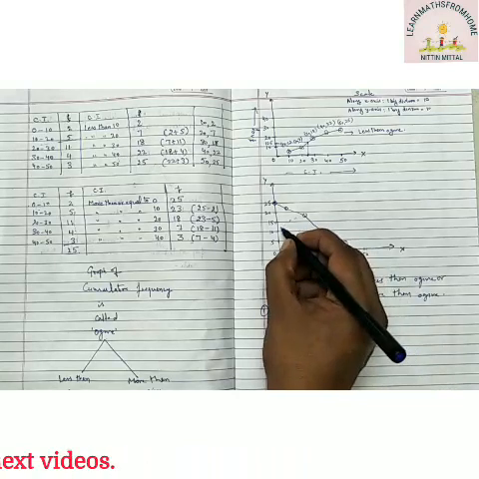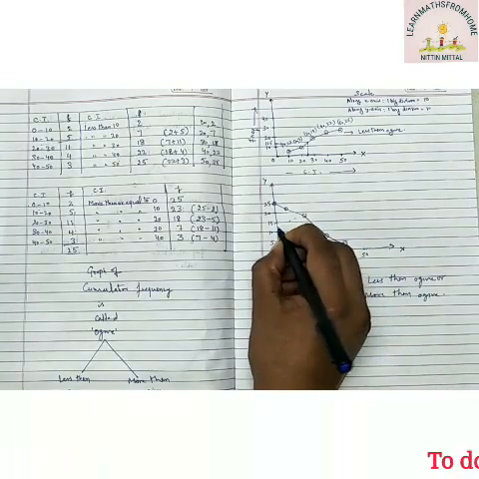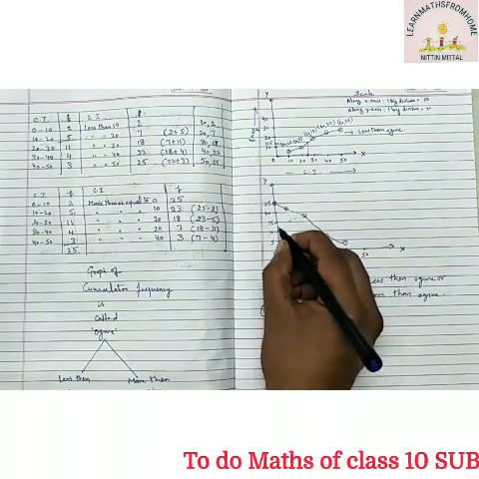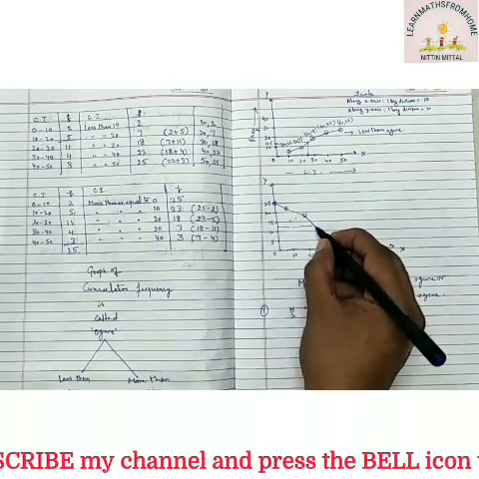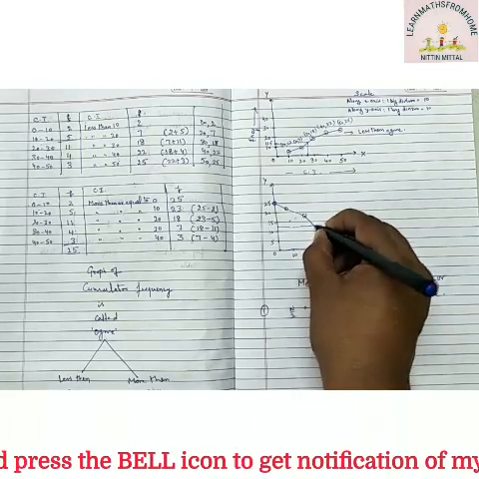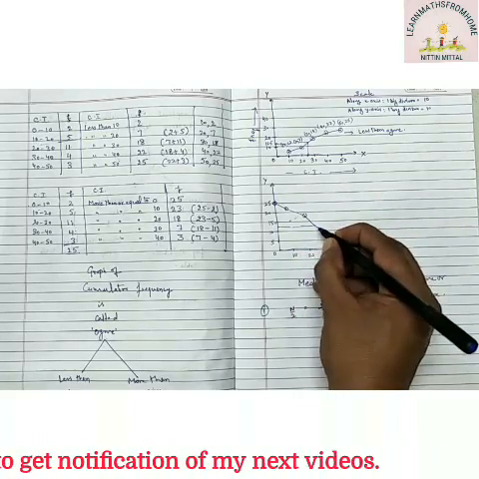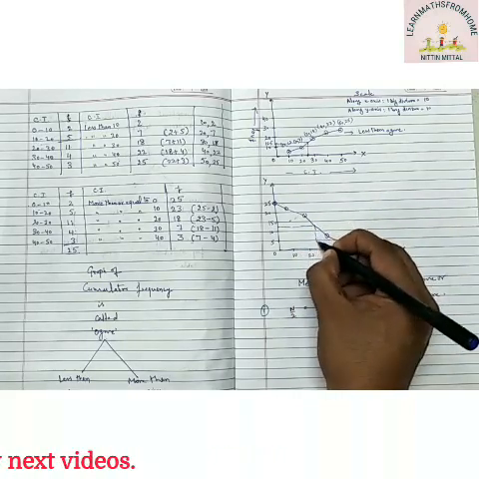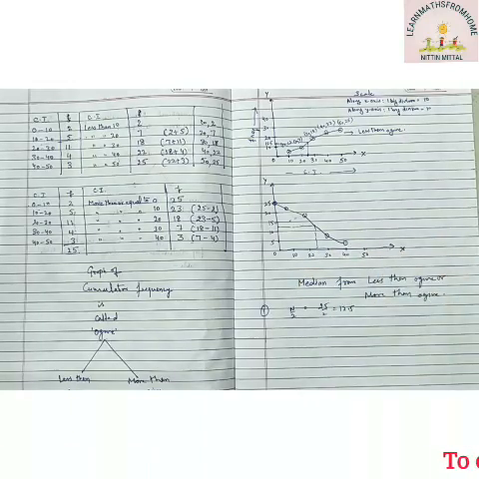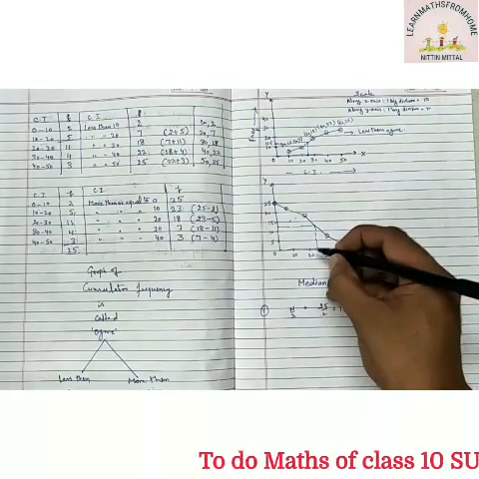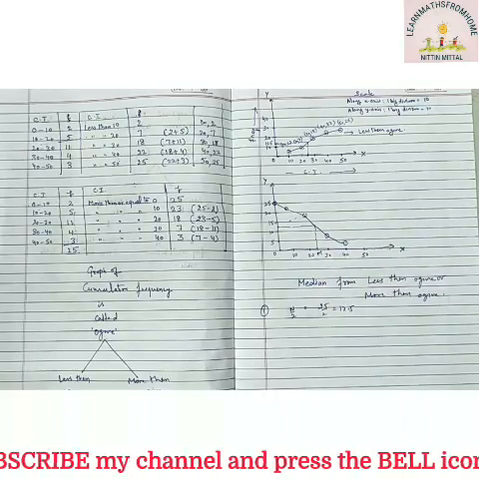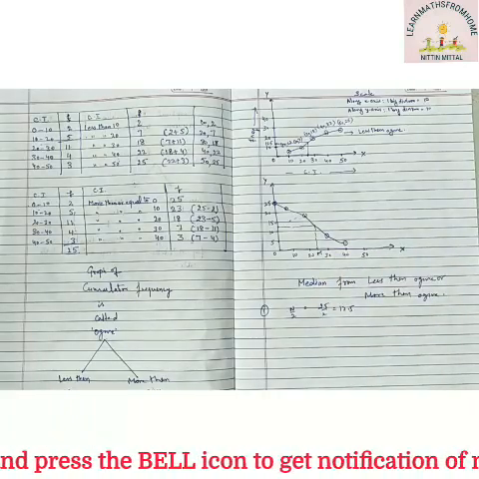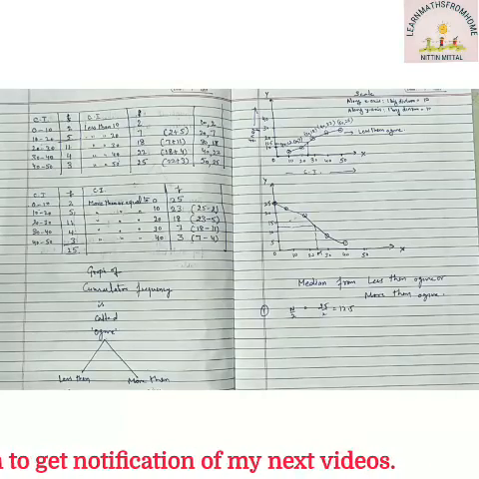So represent 12.5 on y-axis, then draw a line parallel to x-axis until it cuts the ogive. Wherever it cuts the ogive, draw a perpendicular on x-axis. Wherever the perpendicular cuts the x-axis, that point you will get the median. So this is how you can see the median from graph.